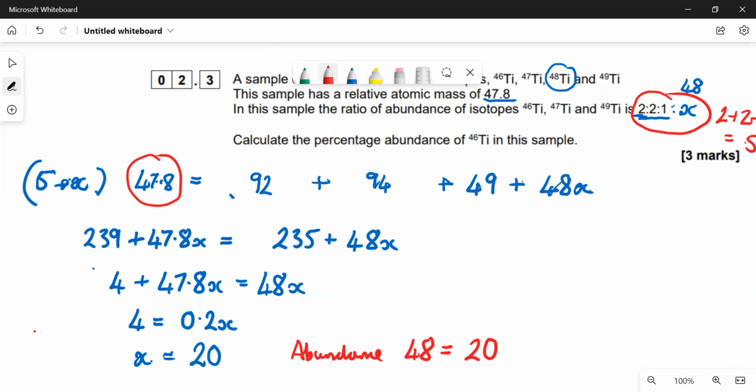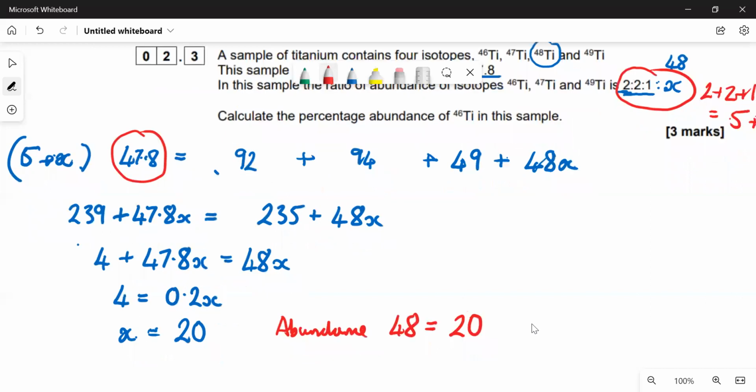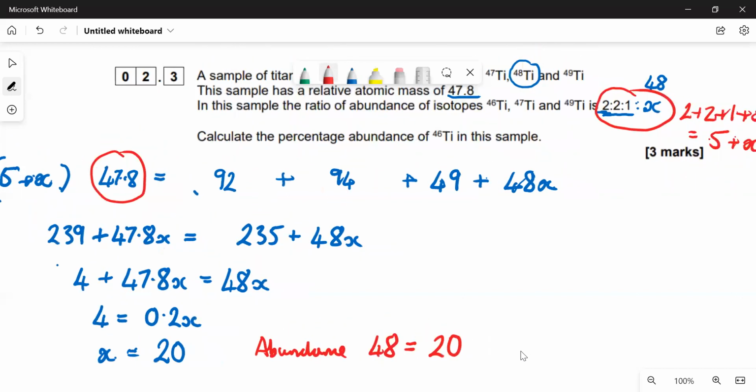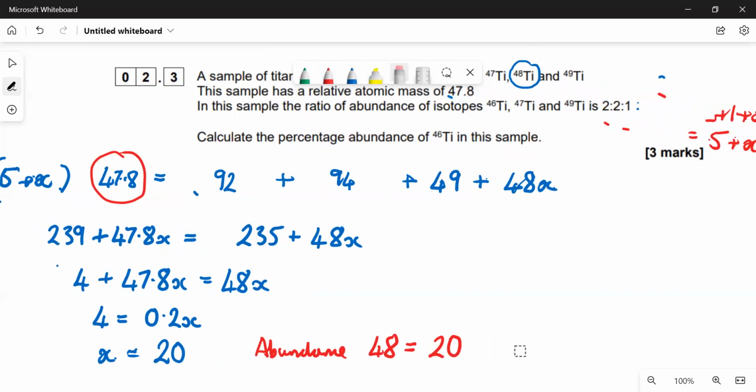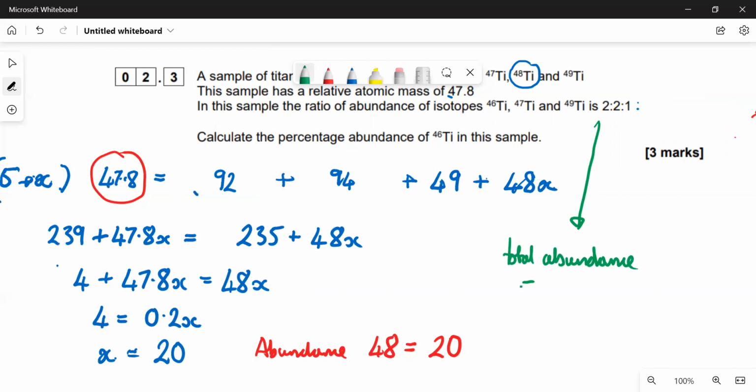Right, so what's the total abundance of the isotopes then? Well, the total abundance of the isotopes, right, let's rub this out up here. That's equal to this lot here, 5 plus 20, which makes 25.